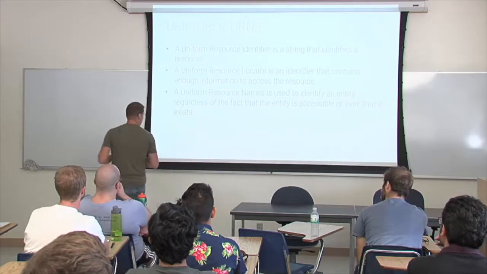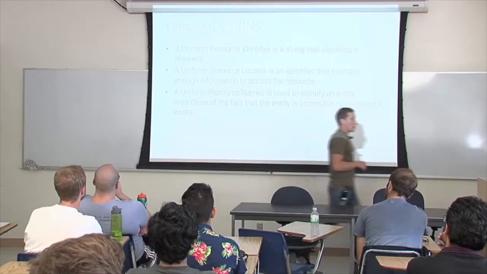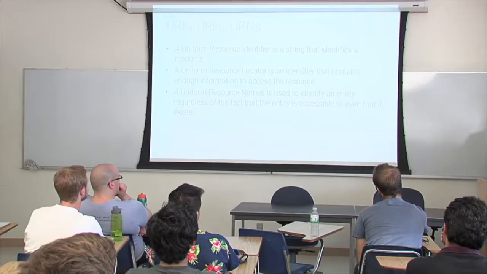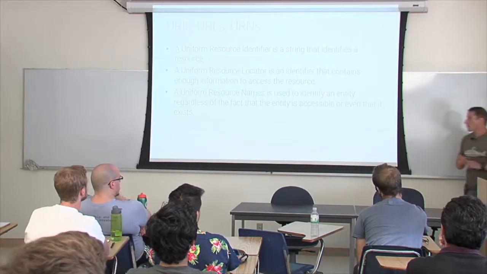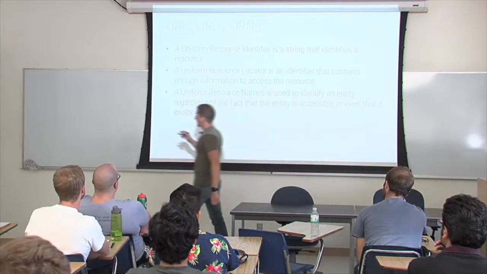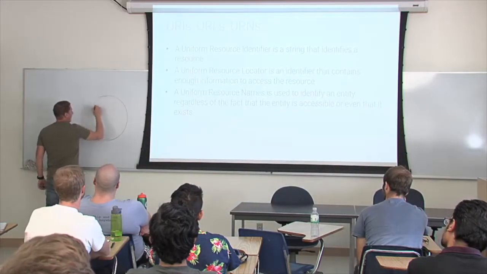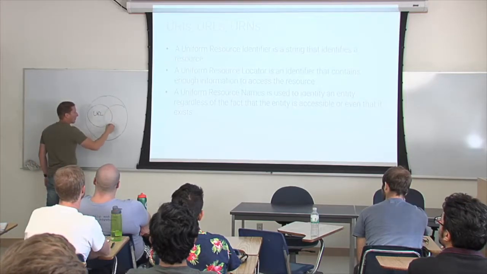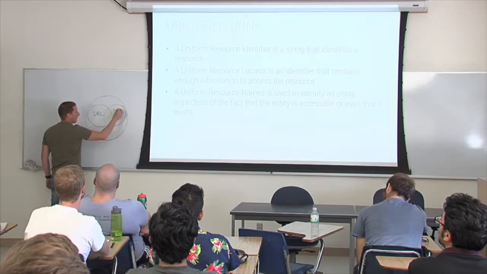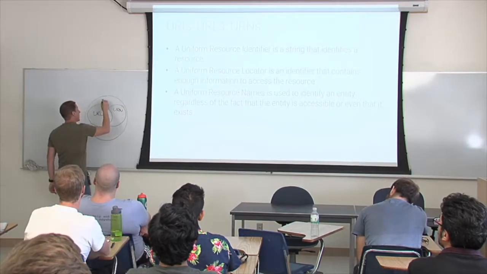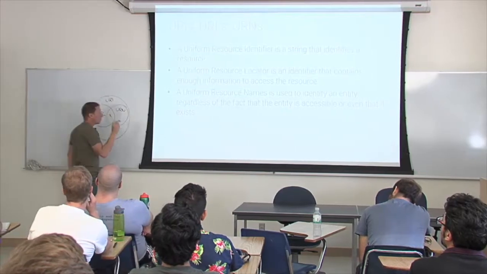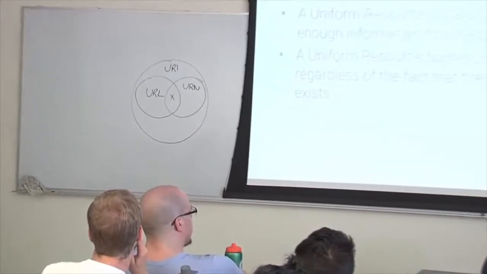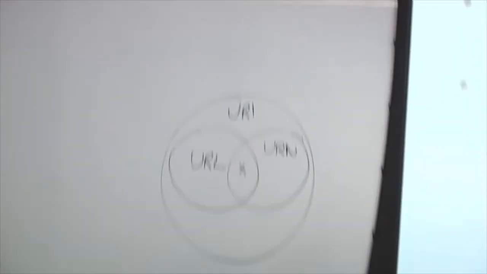And so the right way to see it is that everything is a URI. Then URLs are a subset of URIs, and URNs are also a subset of URIs. And something can be both a URN and a URL. Not really super important, but kind of an interesting thing.